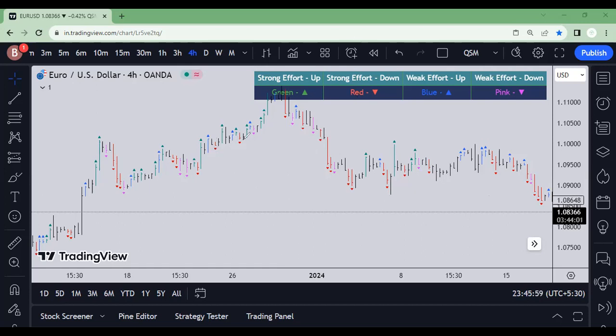That means smart money has interest in this particular area. If this is selling, then it would have gone downwards. And after every bar, there is a neutral bar. That means it is not what it is meant for. If this is buying and there is a neutral bar, if this is selling and a neutral bar, then definitely it will go upwards.